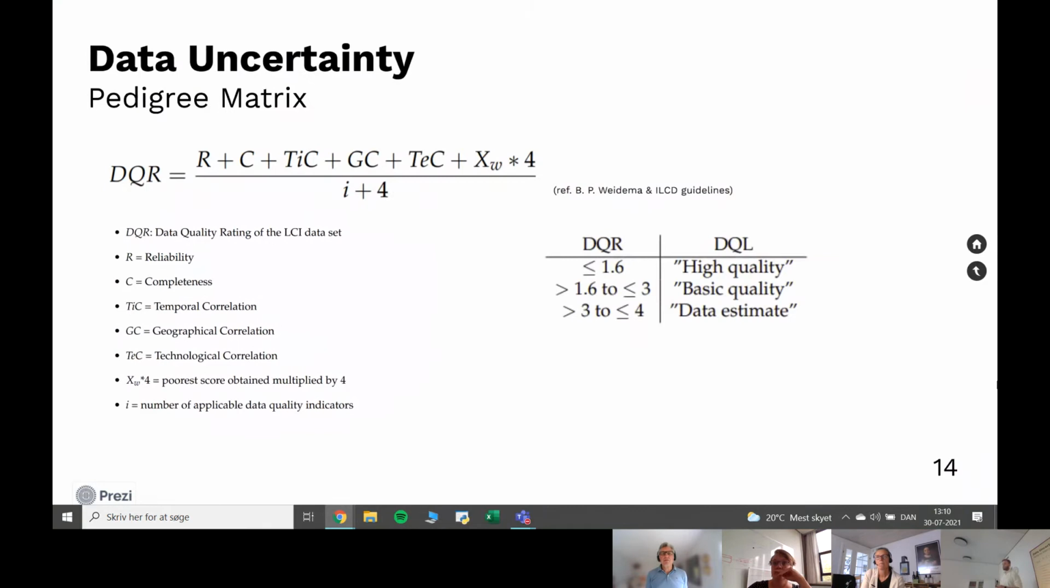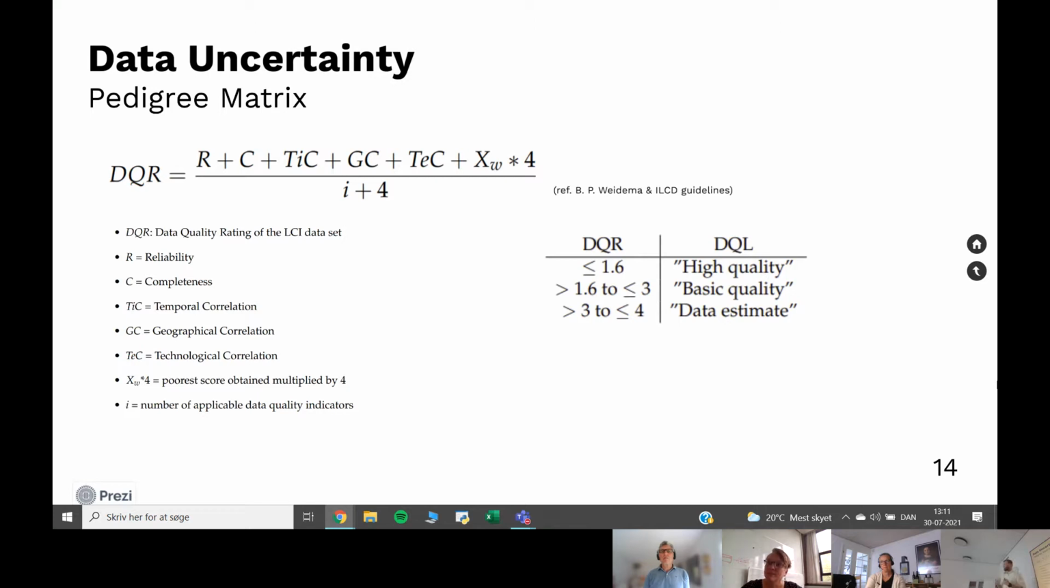But I cannot just say, this is the number I need here. I need to do some data quality assessment and determine the data uncertainty. Here I use the pedigree matrix, which is a semi-quantitative uncertainty tool. I take each process and evaluate it on some indicators and score it from 1 being the best to 5 being the worst, also taking into consideration each process having the worst score. Putting that into the equation here, you can see that I get a number.